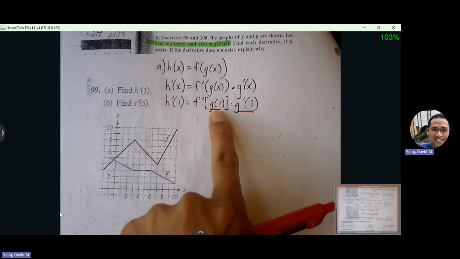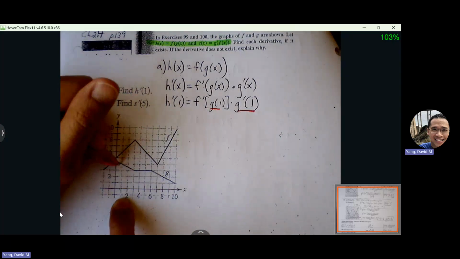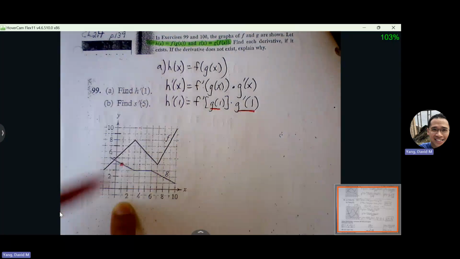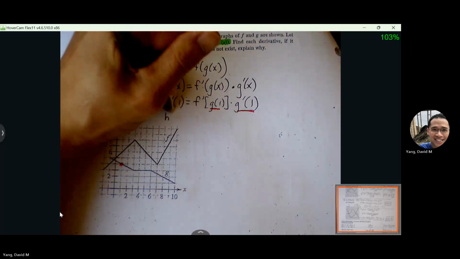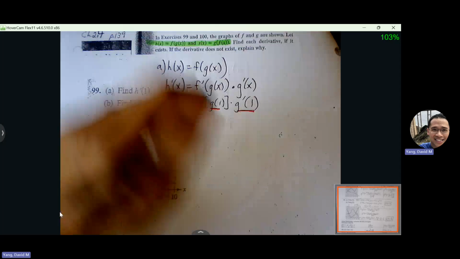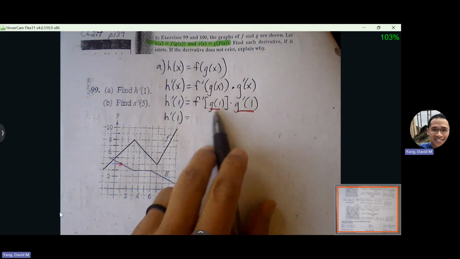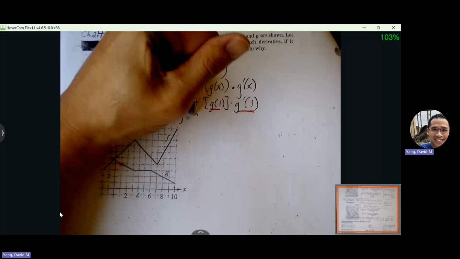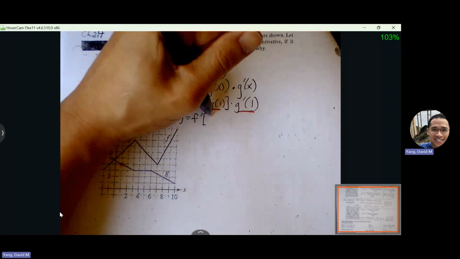So let's look at g of 1. G is the graph on the bottom here. What's g of 1 equal to? 4. Okay, so you're going to rewrite the entire problem, but just replace g of 1 with 4. I know I underlined g prime of 1, but let's just do one thing at a time. Let's just find g of 1. So f prime of, I'm replacing the entire g of 1 with 4.